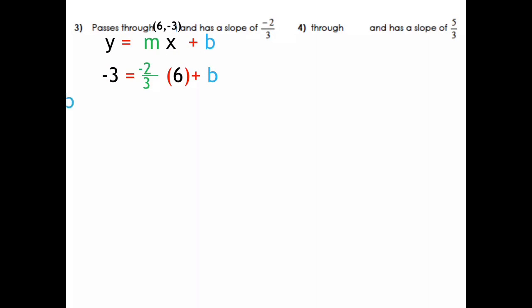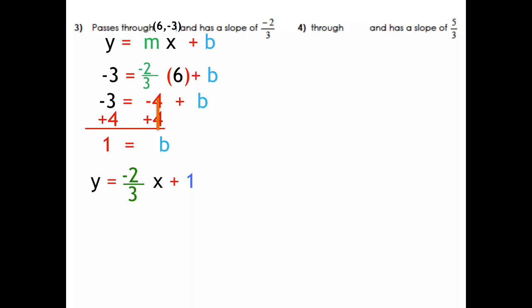So, -3 equals -4 plus b. Now, how are you going to get rid of -4? All right, to get rid of -4, we add 4 to both sides. Canceling it out, you get b equals 1. So what is the equation now going to look like?